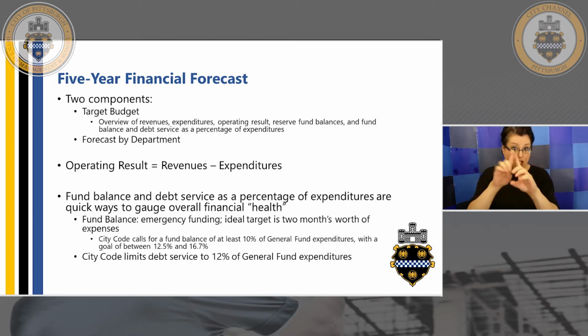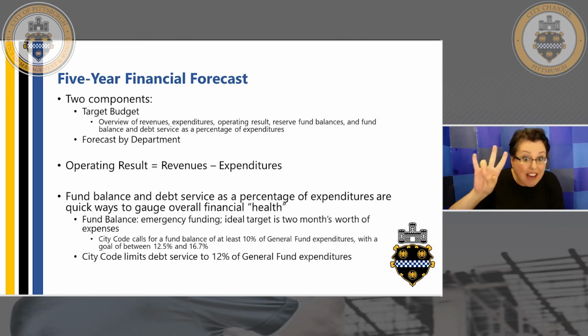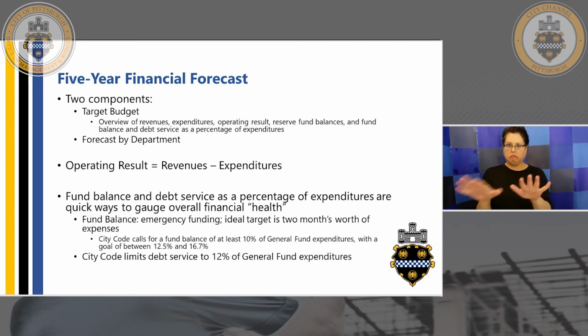I've already mentioned the operating result is revenues less expenditures. If it is a negative number, then we have a deficit. If it's a positive number, then we have a surplus, and it just builds the fund balance. The fund balance is the emergency funding. The ideal target is 2 months worth of expenses. And if you're thinking about the percentage as a total of expenditures, city code calls for at least 10%, but the goal is 12.5%, up to 16.7%. And that 16.7 number is 2 divided by 12. That implies we could spend 2 months worth and figure out what needs to happen to respond to an emergency.